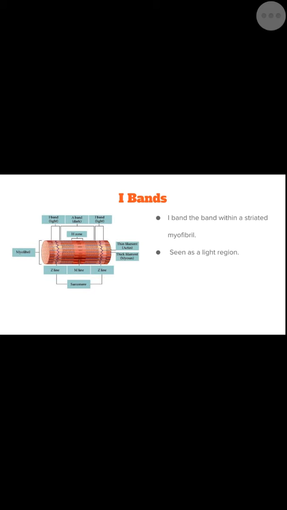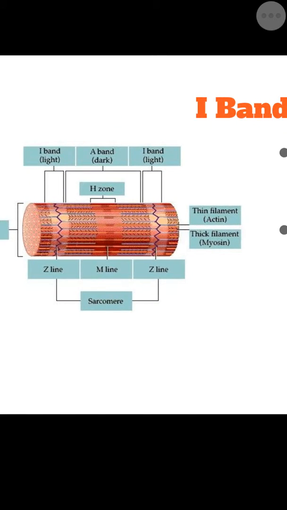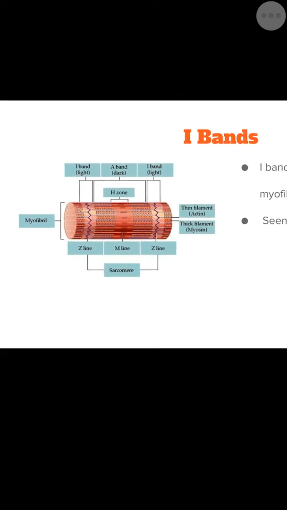I-bands. The I-band within a striated myofibril is seen as the light region. So I-bands are going to be on both ends. They're the lighter region with the blue stripe in the middle.